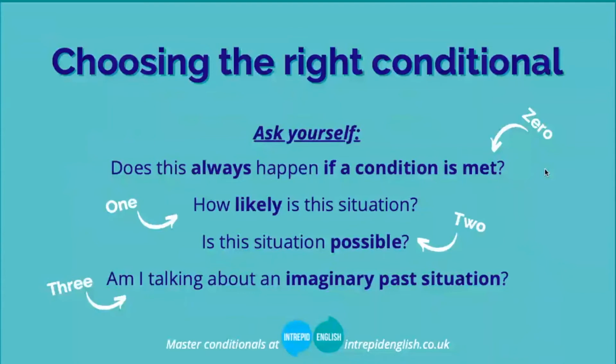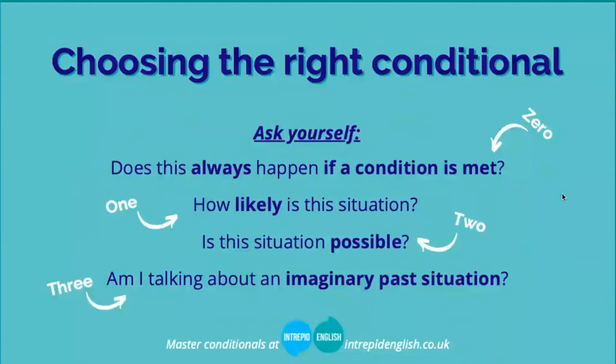Let's see. All right, so one thing that is really super important to know, not only how to make conditionals, but also when do you use the zero conditional or the first conditional? A lot of students are quite confused about this. So I added some questions that you can ask yourself. The first one is, does this always happen if a condition is met? Right? If yes, then you need the zero conditional.